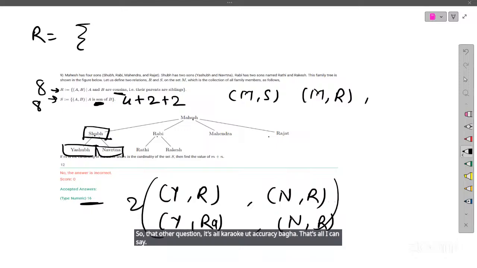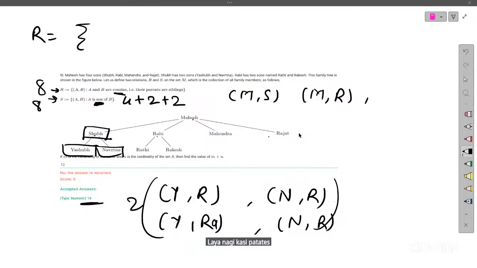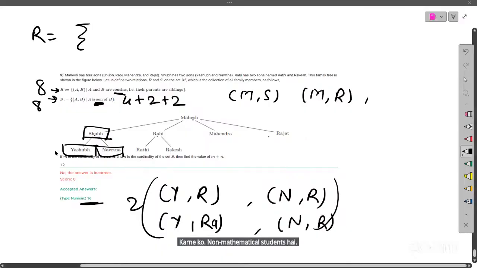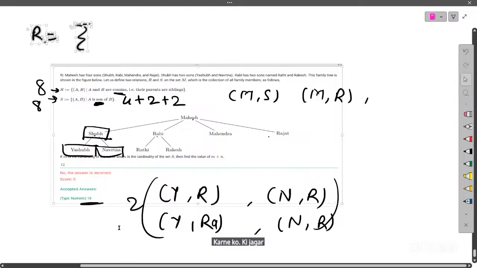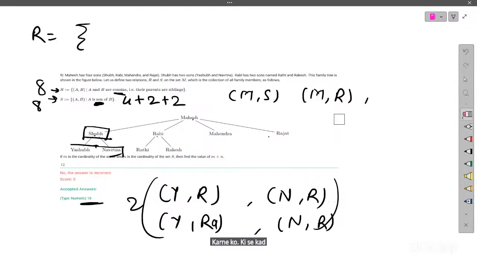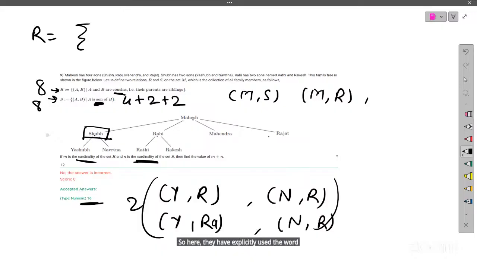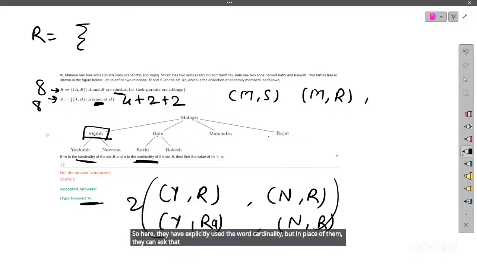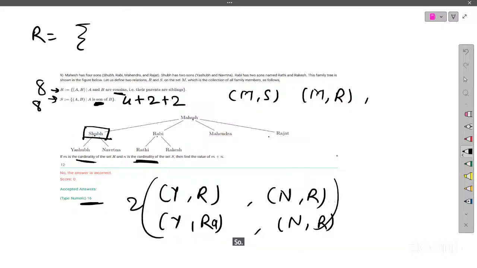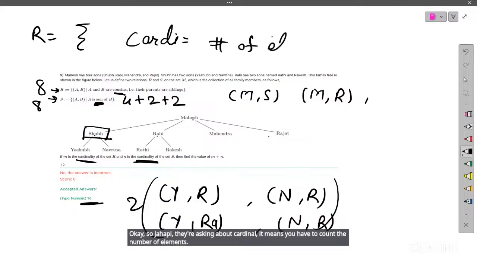How will we know that only cardinality has been asked and nothing else? Sometimes it gets overwhelming for non-mathematical students, who can't tell what to do. They, in this question, have explicitly mentioned it, right? Cardinality means number of elements, that's all. See, here they have explicitly used the word cardinality, but in place of that they can ask, suppose n is the number of elements. So cardinality of a set means just count the number of elements, that's all. Okay, so wherever they are asking about cardinality, you have to count the number of elements in that set.